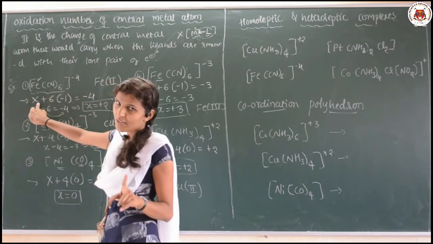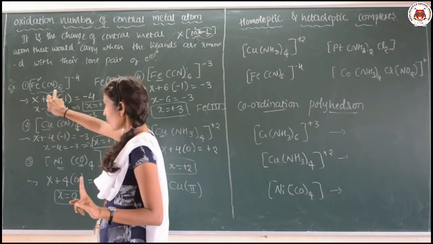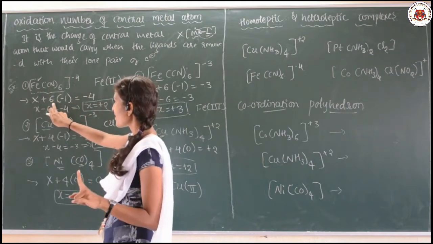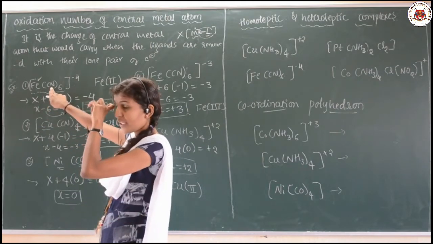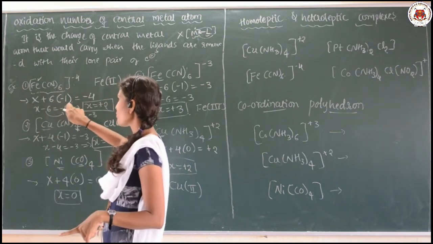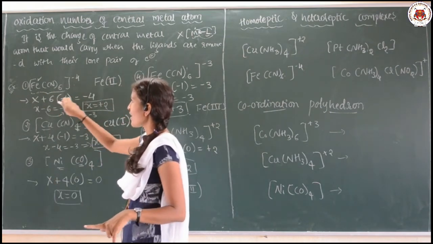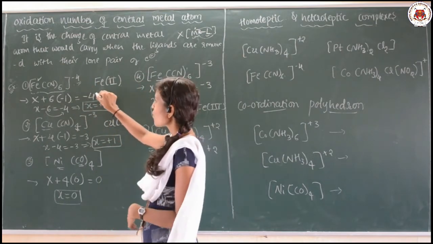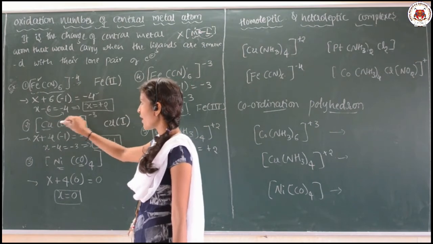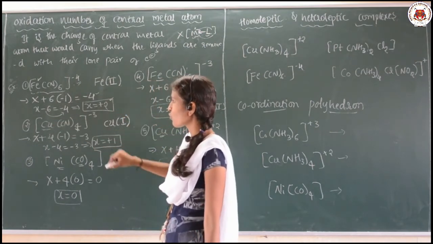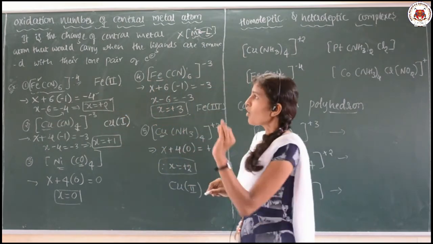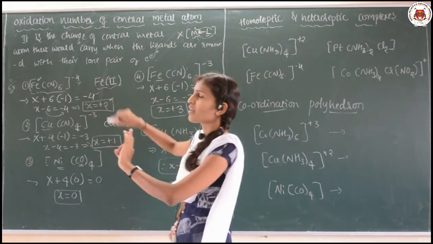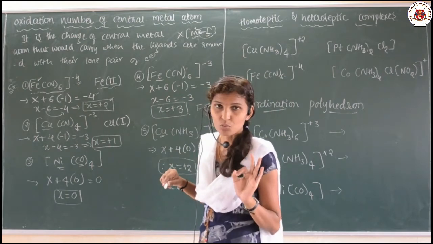So let me take it as X plus, how many ligands are there? It means how many CN are there? 6. First you take 6 here, and the oxidation number of this CN is -1. So into -1, equate this expression with the charge possessed by the complex ion, that is -4. If you simplify, you are going to get X is equal to +2. So the oxidation number is written in Roman numerals in brackets. So Fe can be represented like this, Fe in the +2 state.